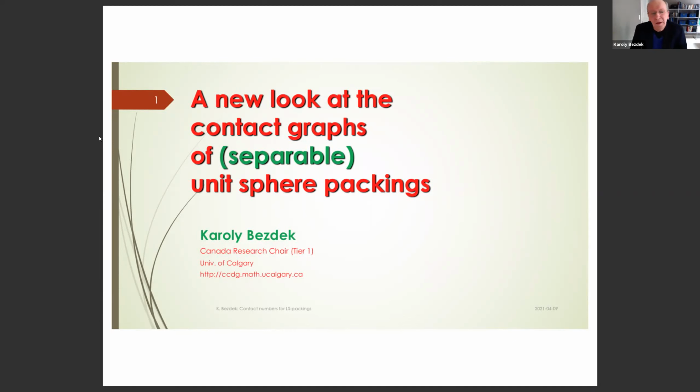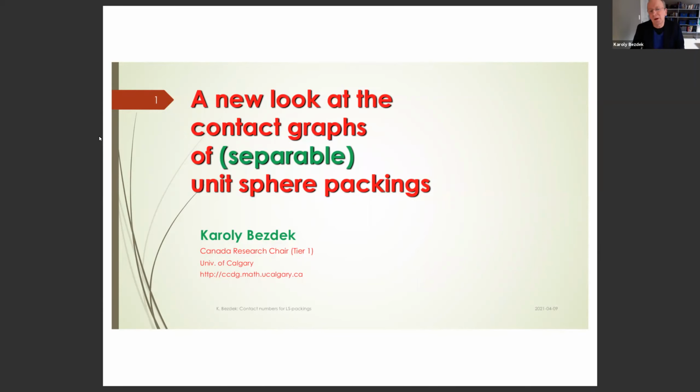So as you see in my title here, I'm going to talk about two rather classical core topics of discrete geometry, unit sphere packings and contact graphs. And as we know, unit sphere packings, or packings, are in general arrangements of finitely or infinitely many, in this case, spheres without having overlaps. So no two unit spheres in the packing can share an interior point in common.